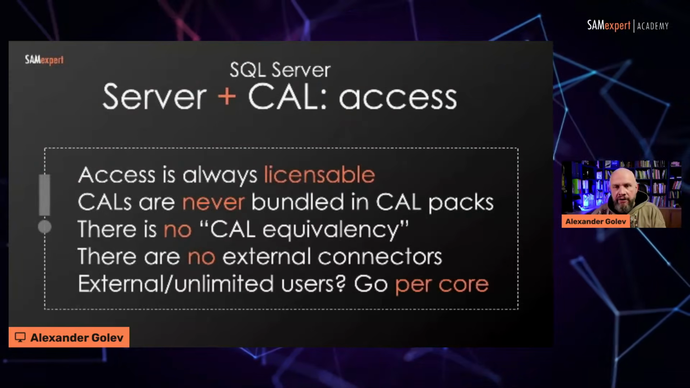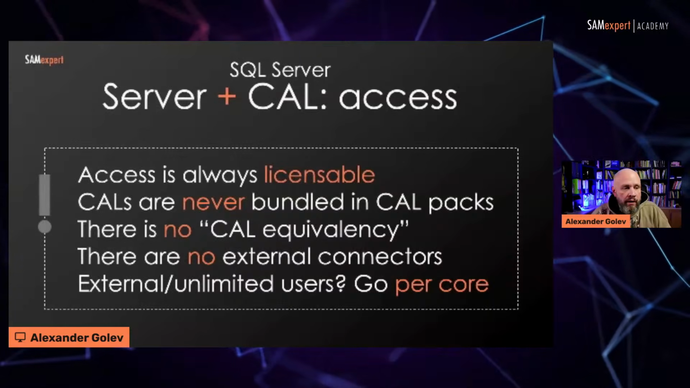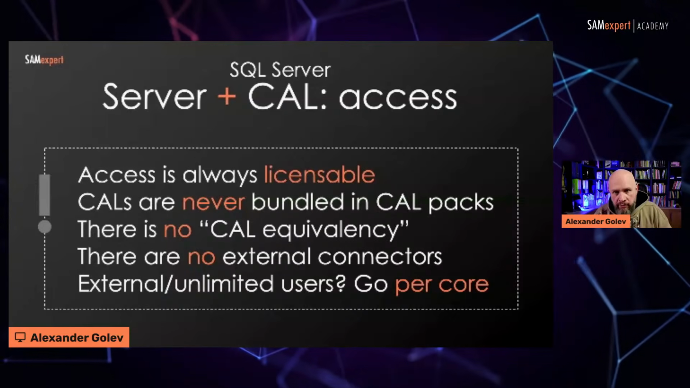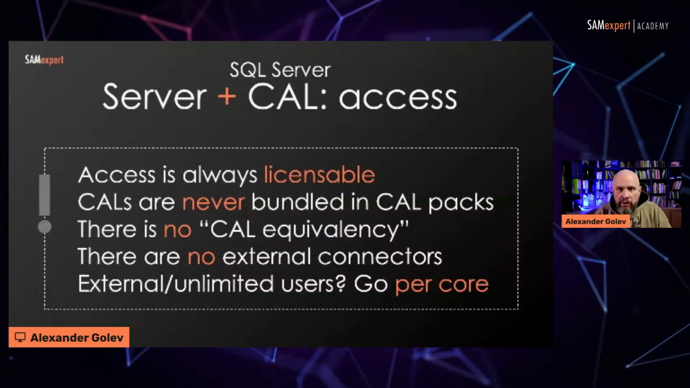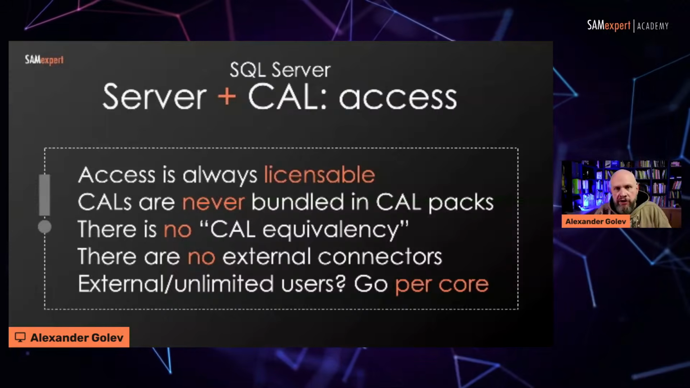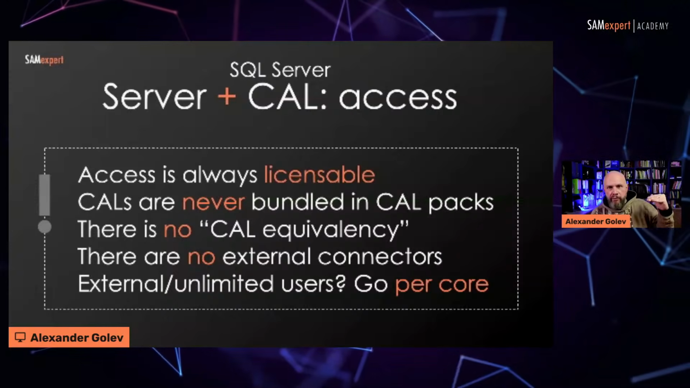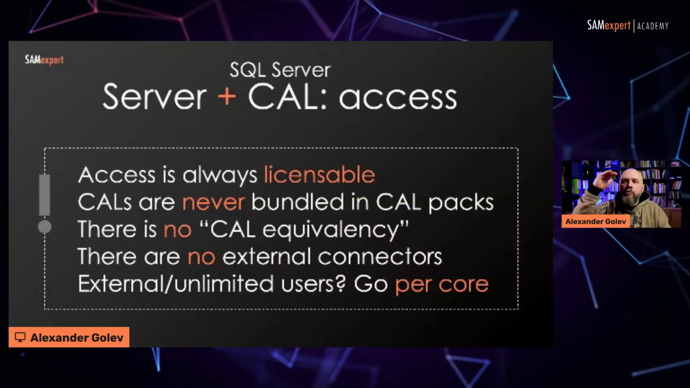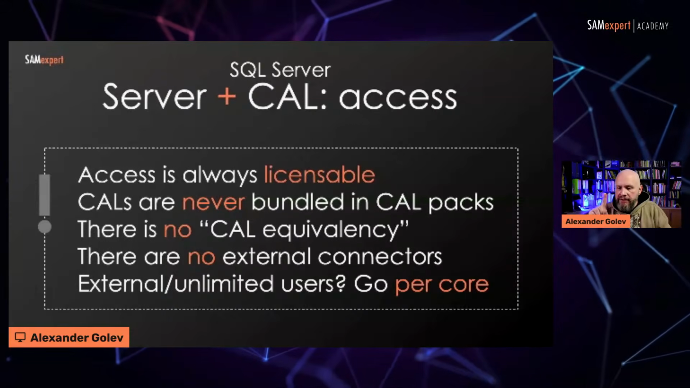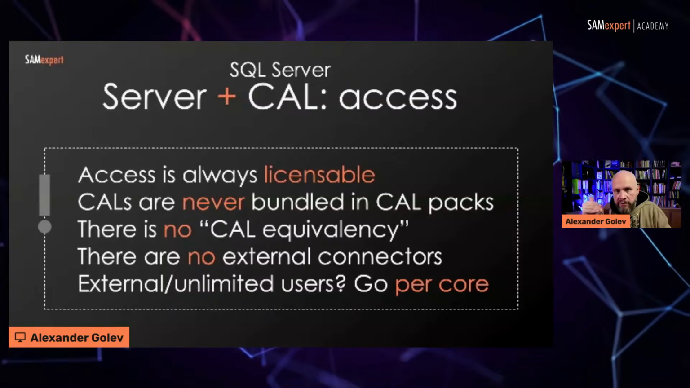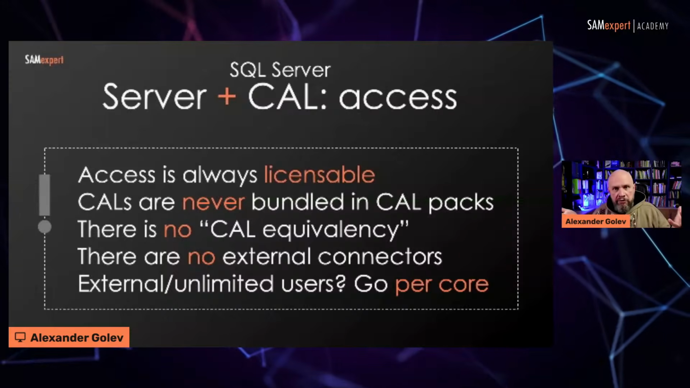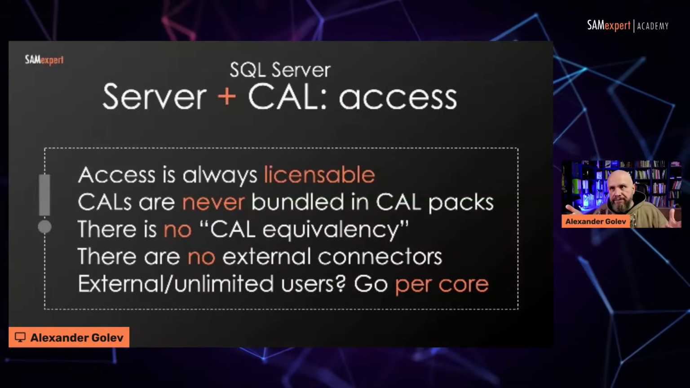So SQL Server CALs are always required in the server plus CAL licensing model. In the per core licensing model, client access licenses are not required. The way it works in the server/CAL licensing model is you license servers with server licenses, and then you license all users that require access to SQL, not middle tier, no multiplexing, end users and end devices. You license them all with CALs, and thus you get your SQL Server estate licensed in this particular licensing model.